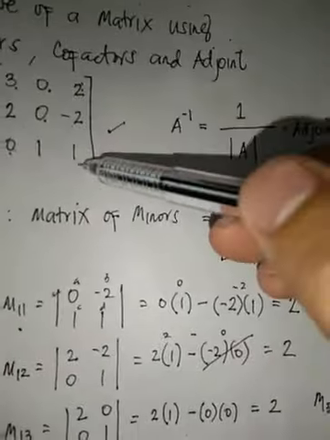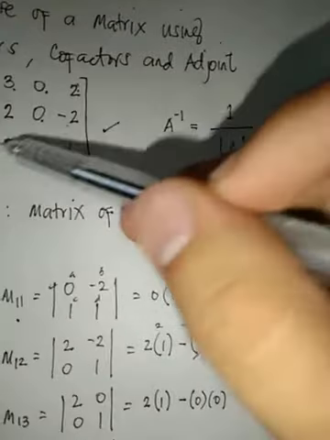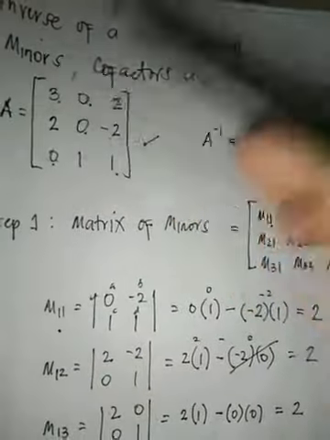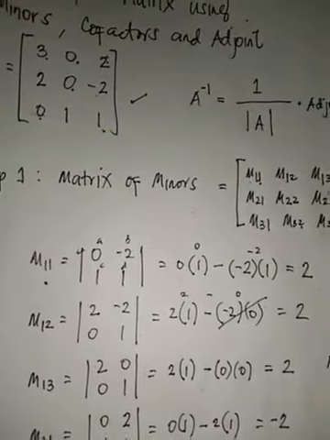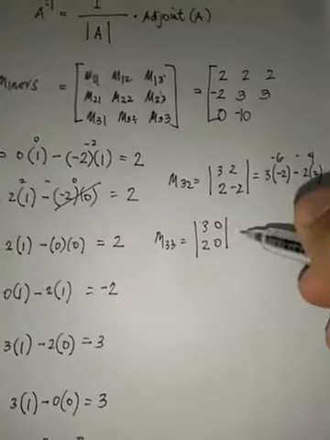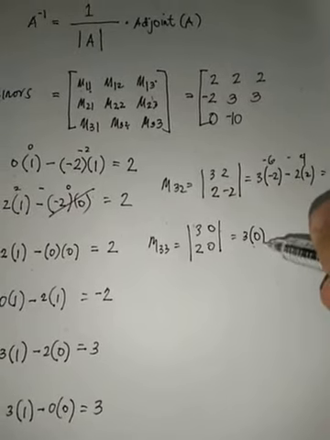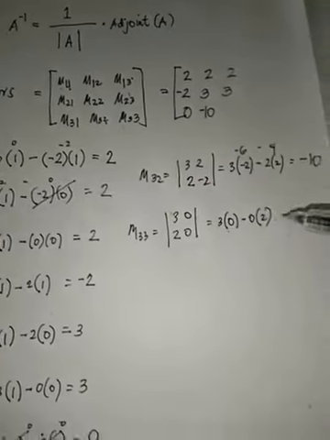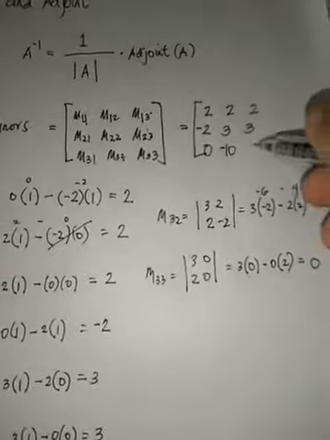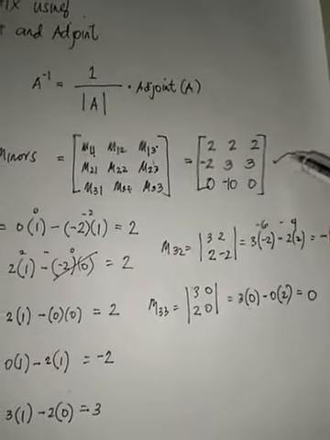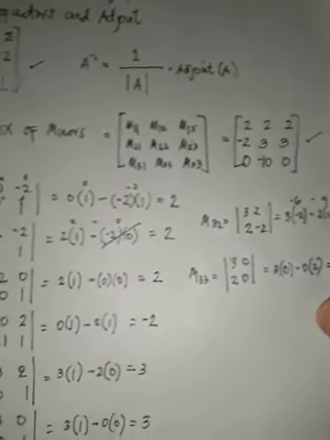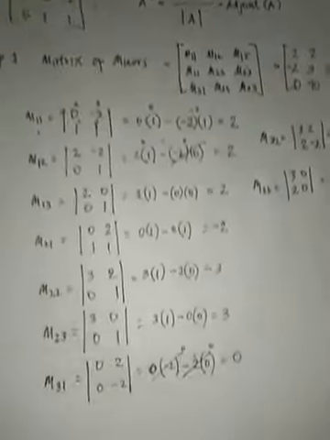Okay, M33 dito siya, no? So, disregard, disregard. So, ito ang may 1. So, we have 3, 0, 2, 0. So, 3 times 0 minus 0 times 2. So, the result is 0. Okay. So, ito na ang ating matrix of minors. So, that's the first step.